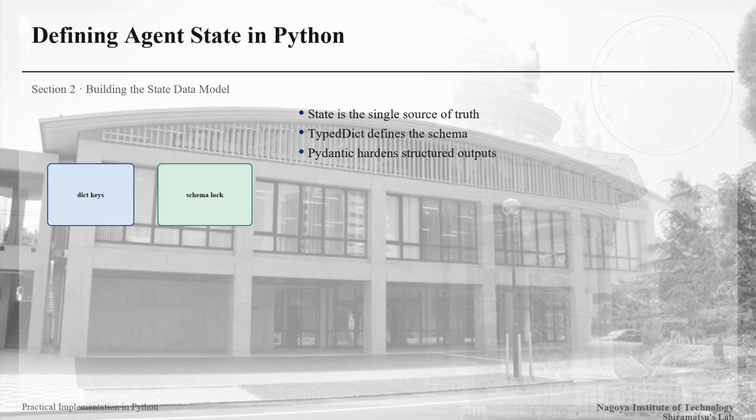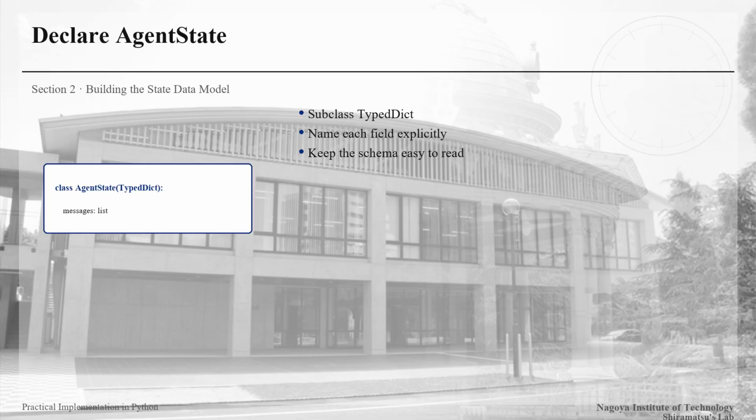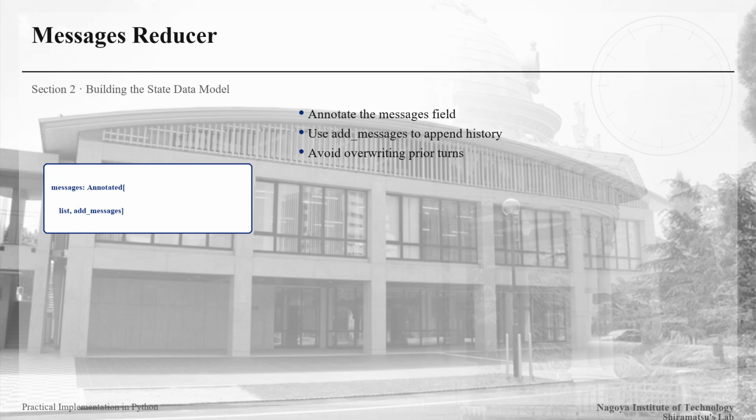Section 2 defines agent state in Python with TypedDict schemas and Pydantic models. State is central because one shared object acts as the single source of truth passed between nodes. Declare class AgentState as a TypedDict so each state key is explicit. Annotate messages with add_messages so chat history accumulates instead of being overwritten.